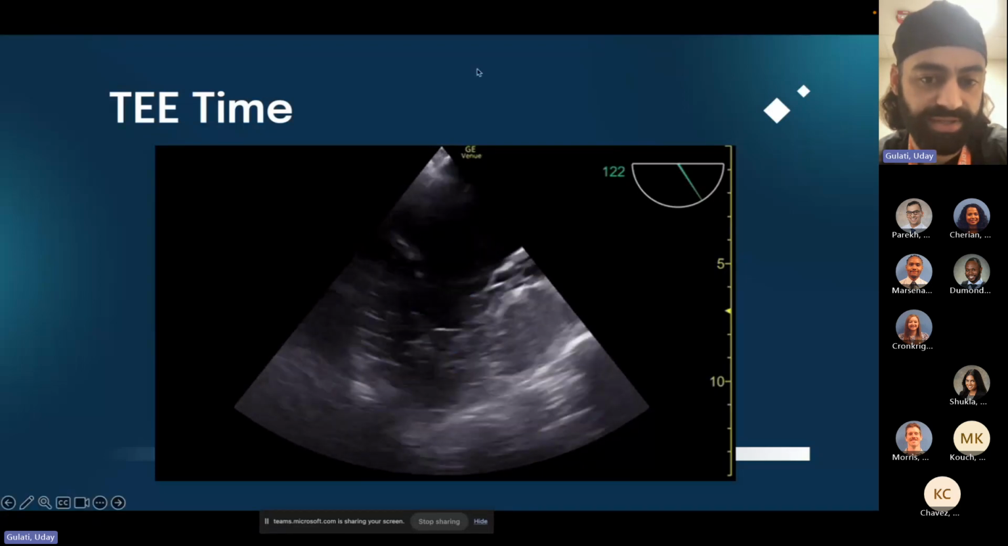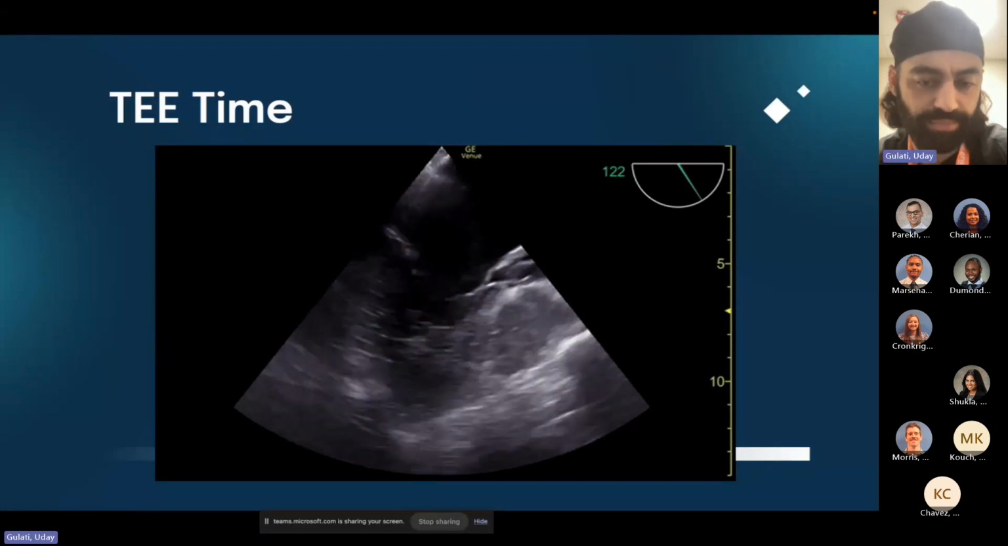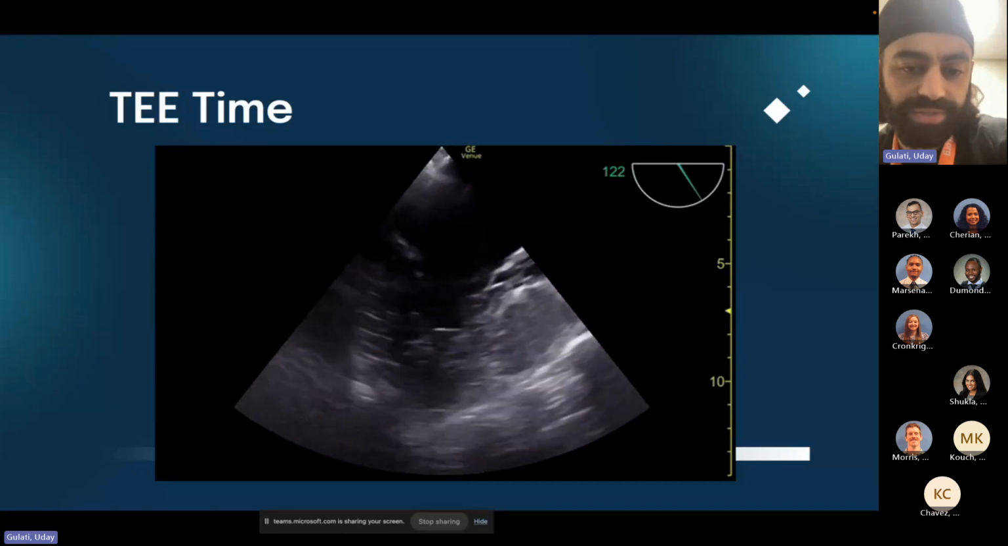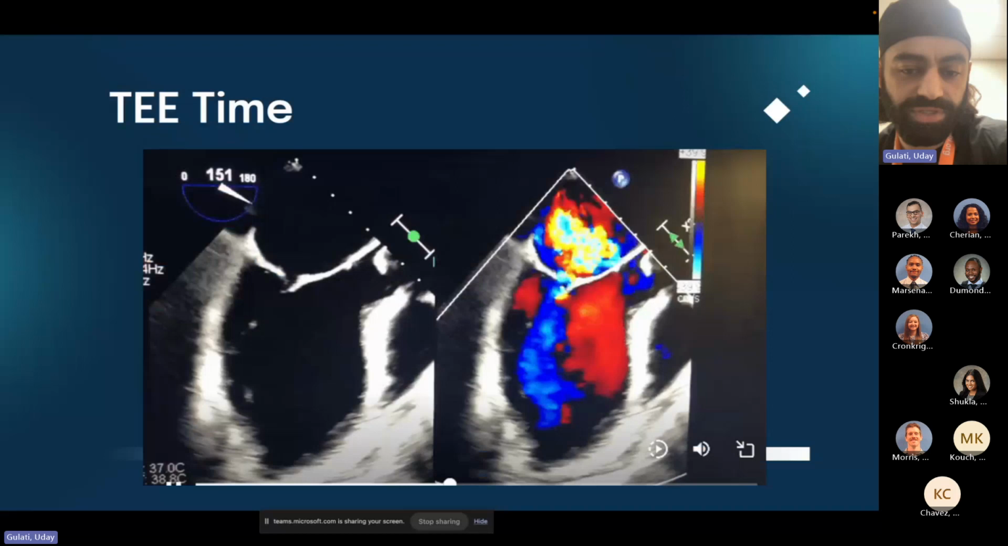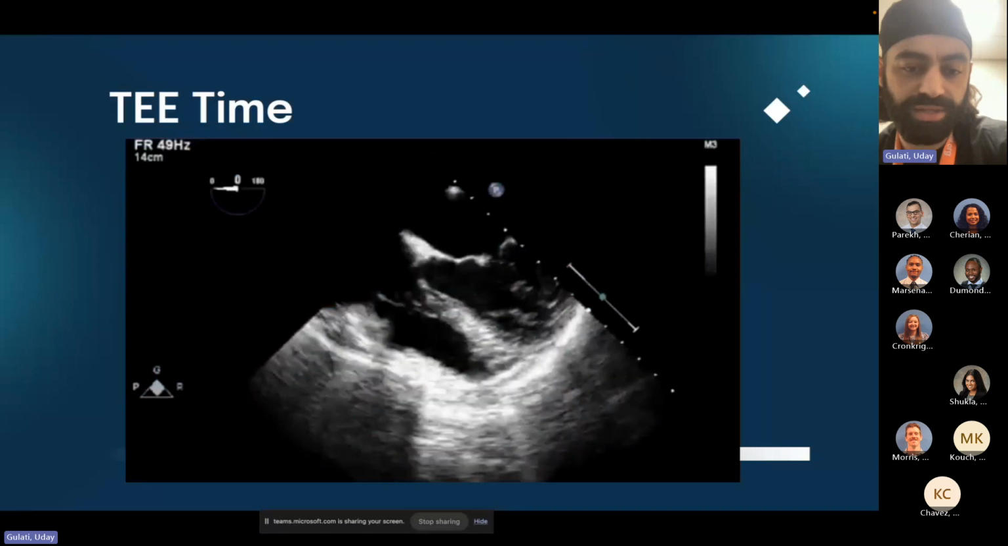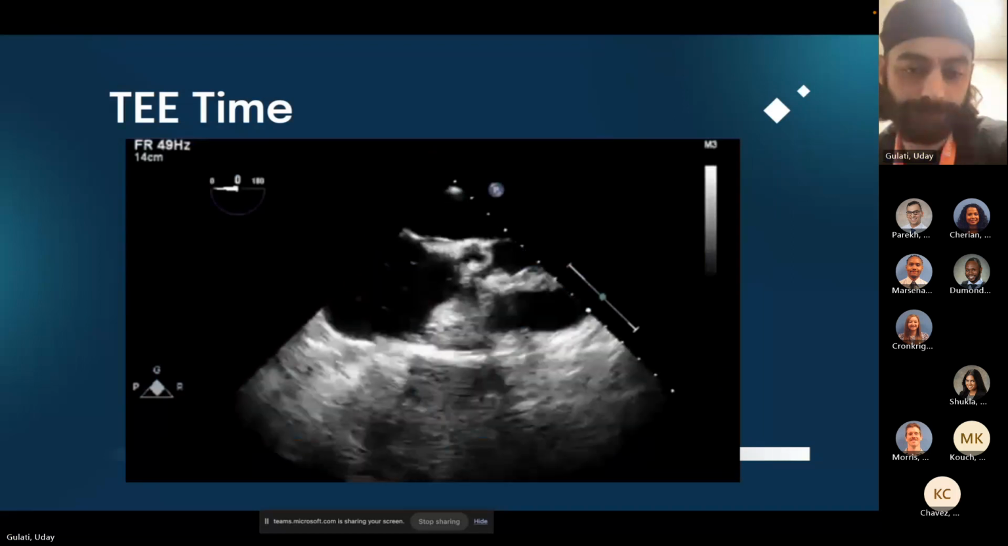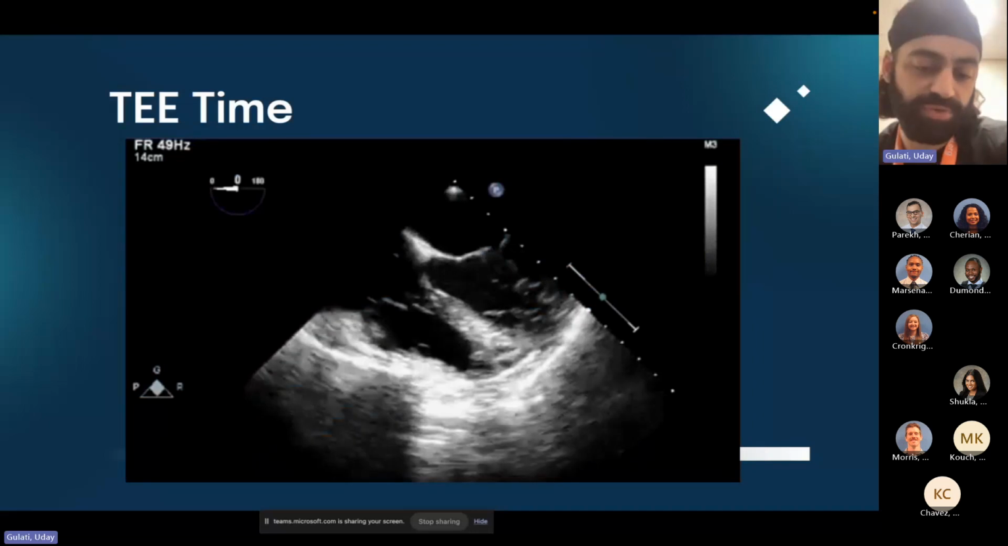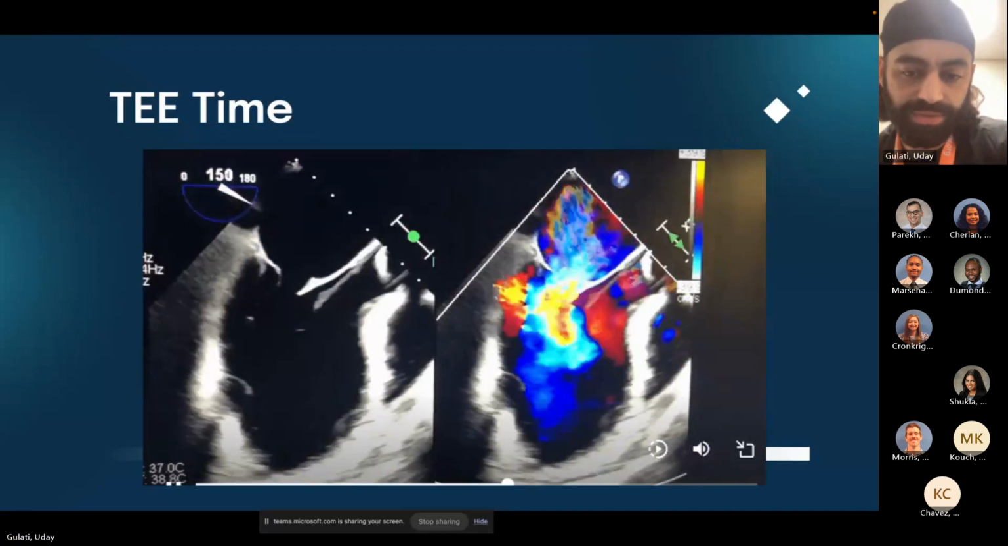So this is being done by a Lucas device. That's why you can see it's so rhythmic. That is that mechanical device. They saw this and were concerned about ineffective compressions, so they switched over to manual compressions, and then they got this. And they're like, all right, we're good to go.